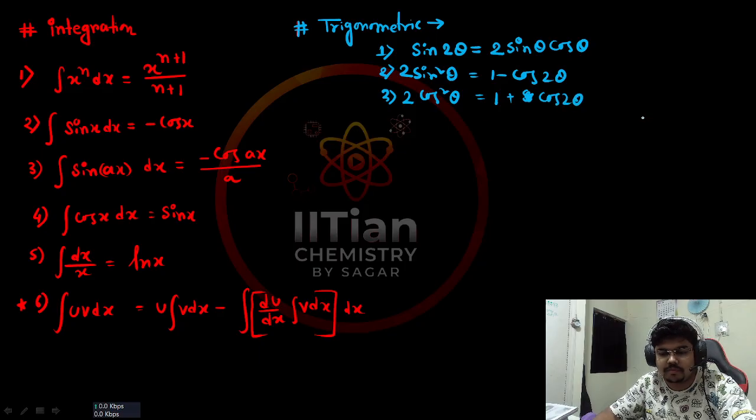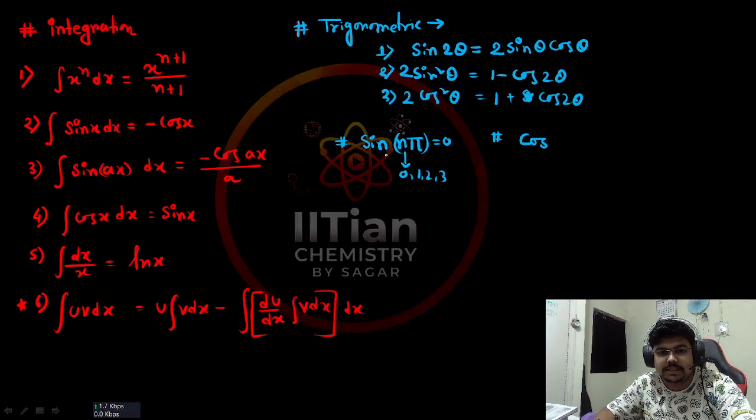Okay, now one very interesting thing. First let's take sine of n pi equal to 0, when n equal to 0, 1, 2, 3, anything. Sine 0 equal to 0. Sine 1 pi, that means pi, is equal to 0, pi means 180 degree. Then sine 2 pi is equal to 0, sine 3 pi equal to 0.